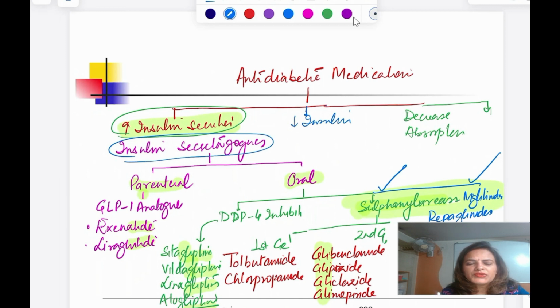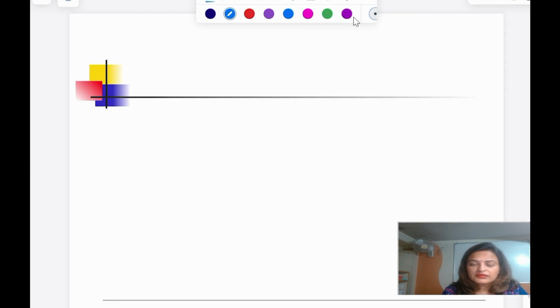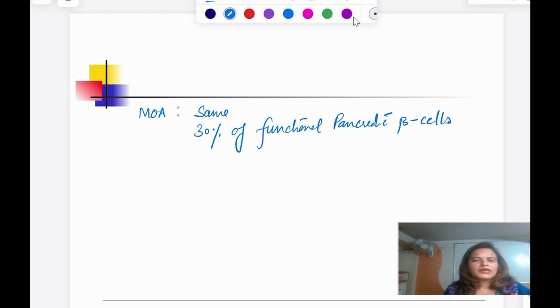What are the differences between tolbutamide and chlorpropamide? Here is an important thing which you must know. For their action, a certain amount of beta cells should be there. The mechanism of action of all the sulfonylureas is the same, and all of them need 30% of the functional pancreatic beta cells.